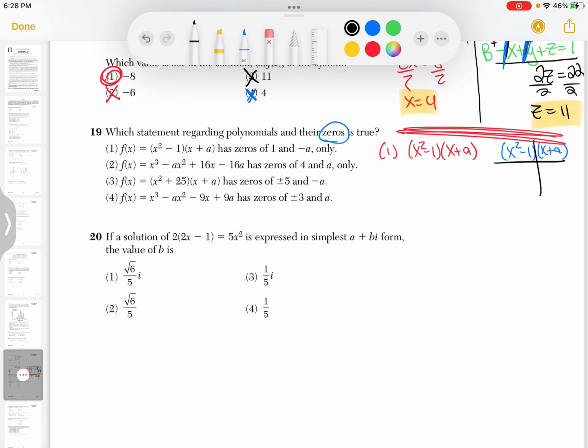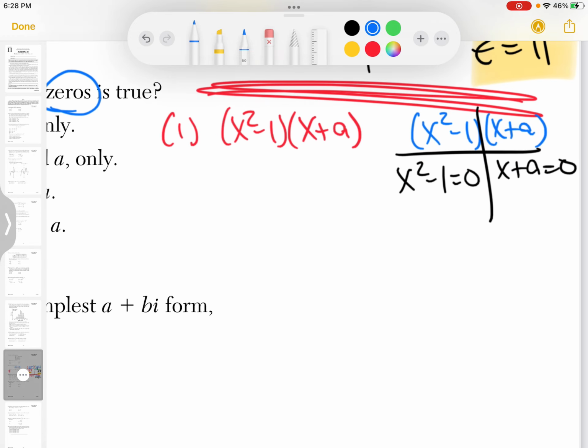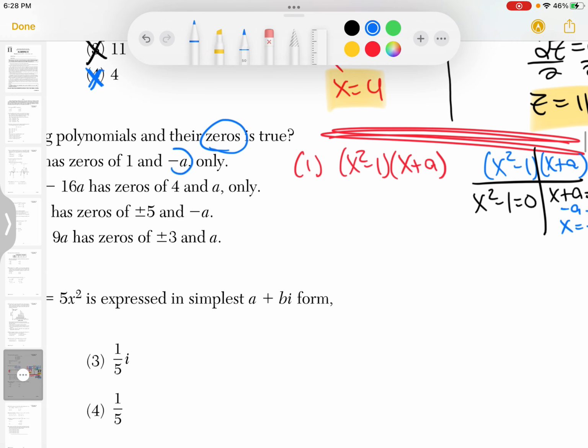If I tee this one up right away without factoring it further, I get x squared minus 1 equals 0 and x plus a equals 0. Kind of a trick to each of them. For this one, I'd have to subtract the a because I'm solving for x, and I get x equals negative a. Now, if I look, that one's listed. But for this one, I'd have to add the 1 to both sides, and I get x squared equals 1.